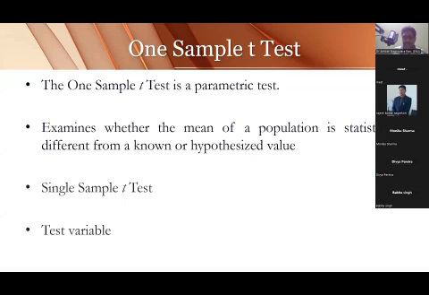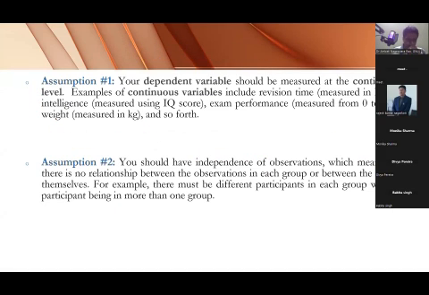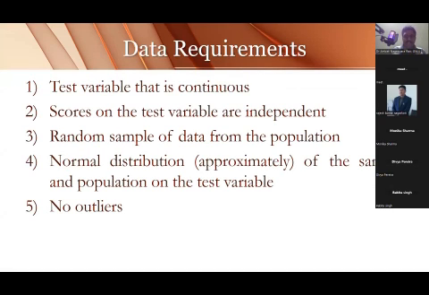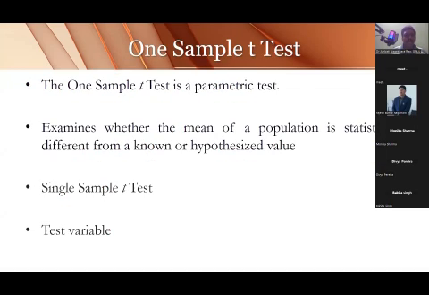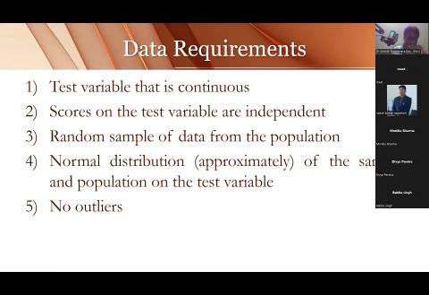So basically, the one sample t-test examines whether the sample mean of a population is statistically different from a known or hypothesized value or not, right? So the test variable is only one variable.